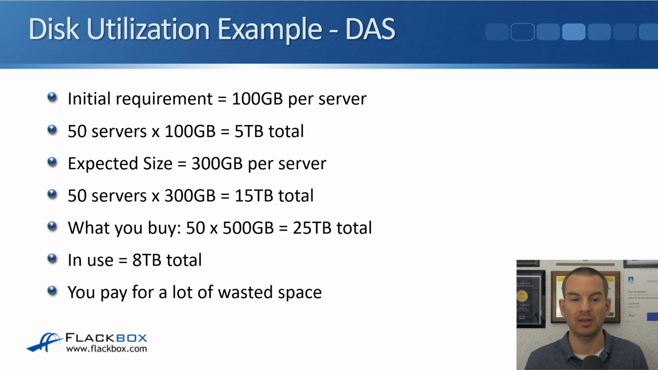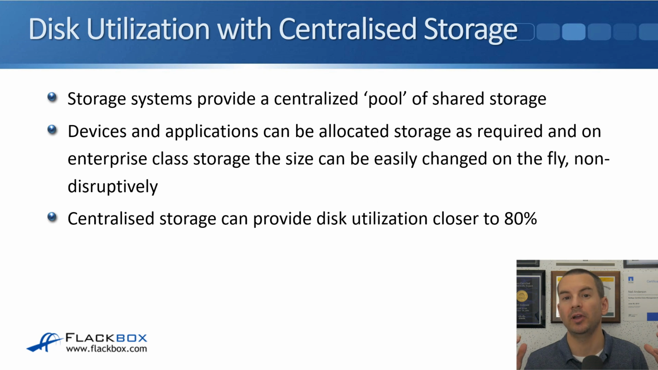So let's say that we've actually got in use 8 terabytes in total when the servers have got an average of about 160 gigabytes of space being used each. So 25 take away 8, that is 17 terabytes of physical disk space that we've put in there, that we've paid for, that is not being used. So we're paying for a lot of wasted space. So that's how it works with direct attached storage, using internal storage in our clients.